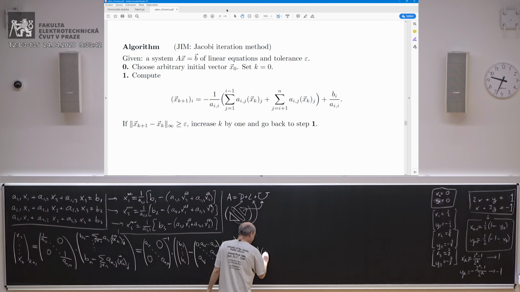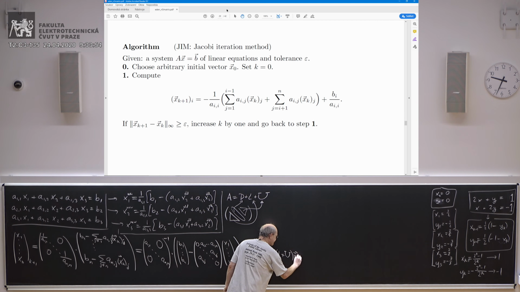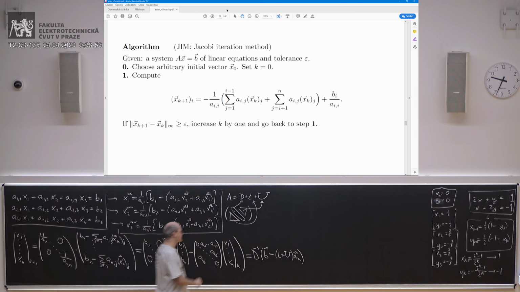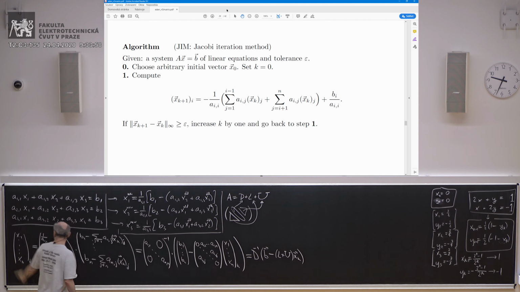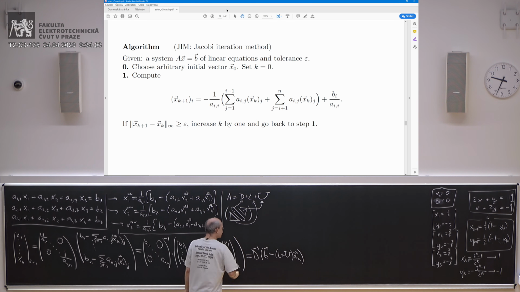Then I can see the vector of the right-hand sides. And this is actually L plus U. This is the matrix which is left after you subtract the diagonal terms. And there is x here, xk, the kth generation of my vector. And that's essentially it.